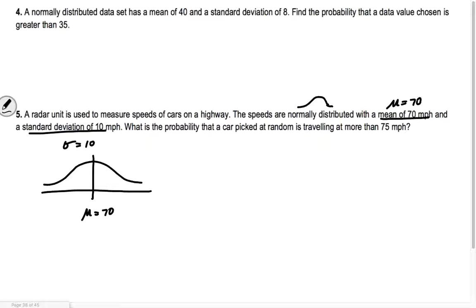All right, so our mean is 70. And we want to find the probability that we're greater than 75 miles per hour. So we're finding the right side of this bell curve. So we can't look up 75 in our chart. That's an x value. We want to change it to a z-score. So we do 75 minus our mean, 70, divided by our standard deviation, which is 10. So we get 0.5.